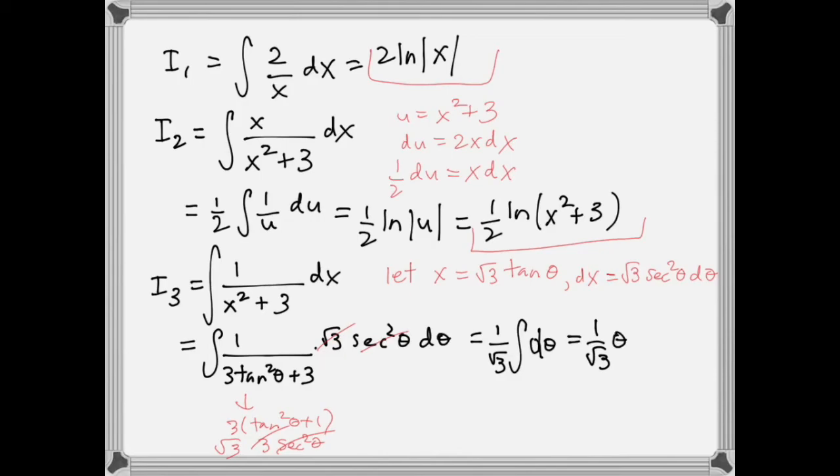Now I'm not done because I do have to change theta back using the triangle, right? So what does our triangle say? Remember, if x is equal to the square root of 3 tan theta, then this means that tan theta is x over the square root of 3. Here's our x, here's our square root of 3, here's our theta. So this is going to be the square root of x squared plus 3.